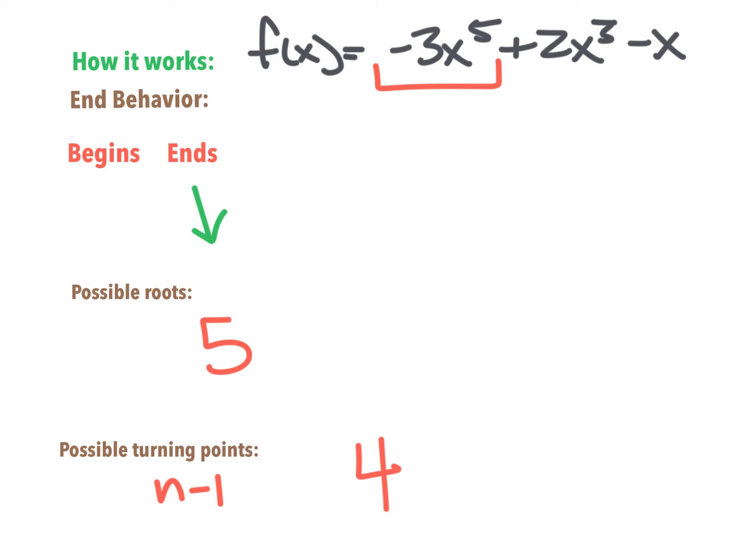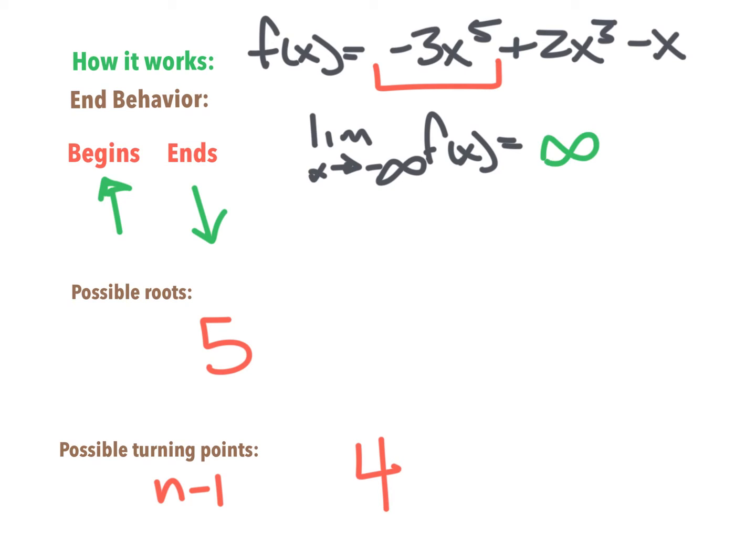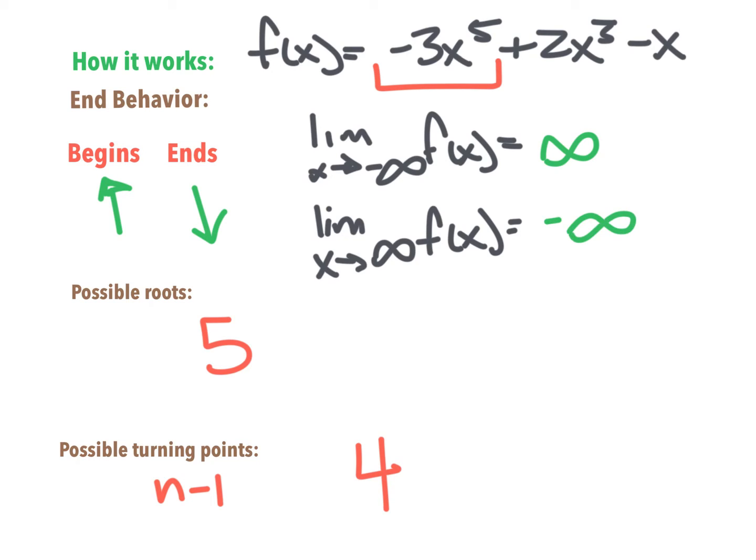And because the 5 is odd, the tails want to go in opposite directions. So it starts going up. So from this, I can say that the limit as x goes to negative infinity for f of x, right? Negative infinity is to the left, and on the left it's going up. So this goes to positive infinity. And then I can say the limit as x goes to positive infinity, or off to the right, as it's ending, it's going to go down, so this goes off to negative infinity.